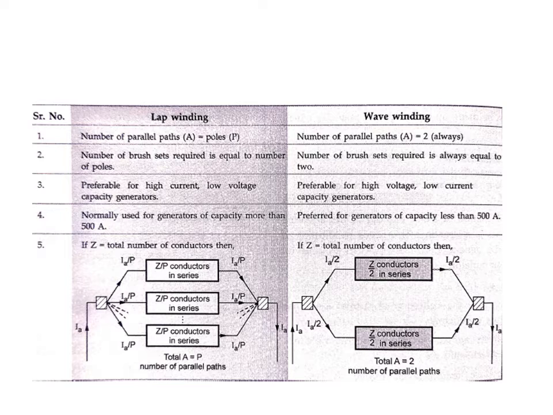So in the armature structure, armature windings are placed either in the form of lap winding or in the structure of wave winding. In the wave winding, the number of parallel paths, capital A, is always equal to 2. But in the lap winding, the number of parallel paths, capital A, is equal to P. Lap winding is used for high current, low voltage capacity generators. Wave winding is used for high voltage, low current capacity generators.